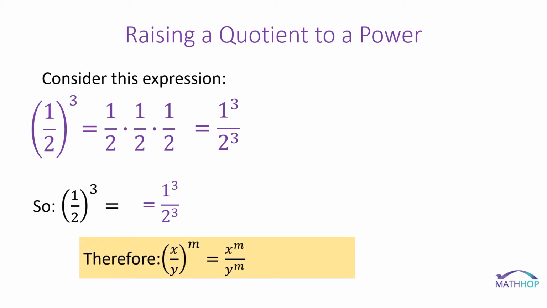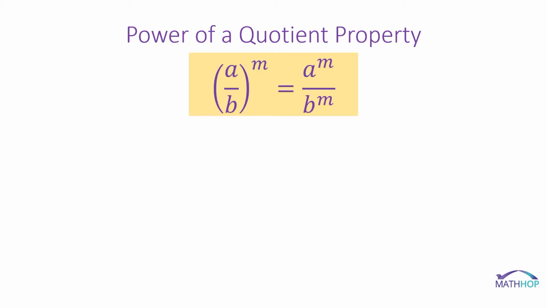If you have some fraction x divided by y raised to the m power, both the numerator and the denominator get raised to the power of m. And there is the power of a quotient property. Again, it is called power of a quotient simply because you have a quotient here, a fraction raised to a power.